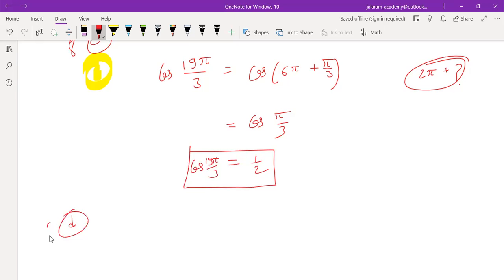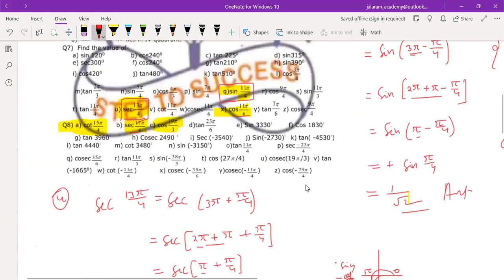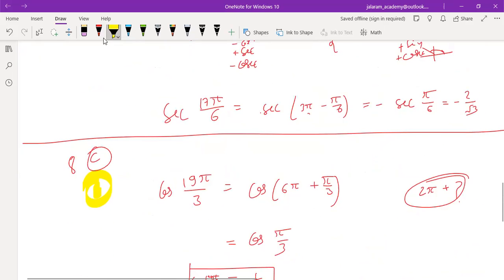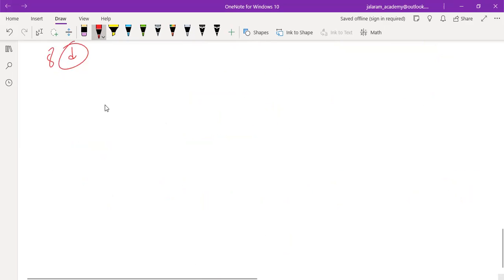Next question, question number 8D. So I am discussing most of the questions which can create problems for students, like this tan 23 pi by 6. So if it is tan 23 pi by 6, first write it in your notebook, tan 23 pi by 6.